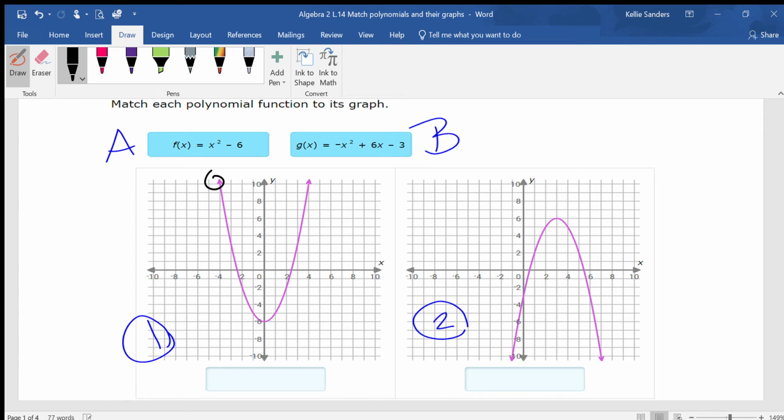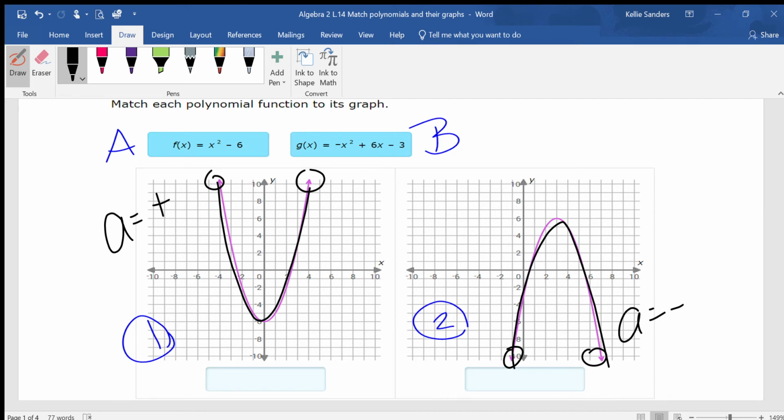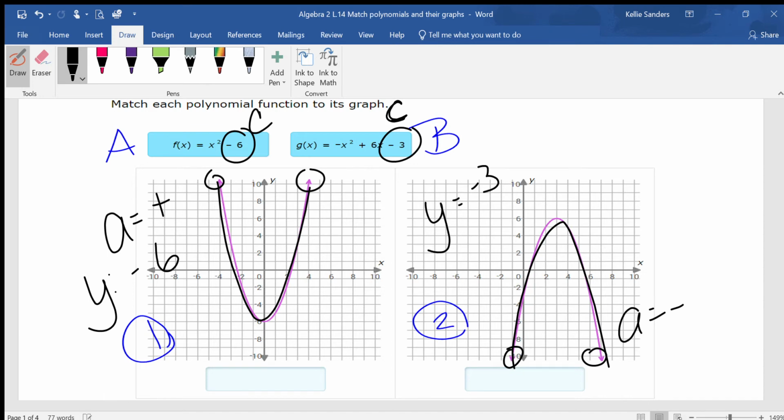Both of these arrows are going up, both of these arrows are going down, so that means they're both even. Your largest exponent is even. This parabola is going up, so your A is going to be positive. This parabola is going down, so your A is going to be negative. This is your C, so it's going to cross the y-axis at -6. This is your C, so it's going to cross the y-axis at -3. Both of them are even, and that's pretty much all we know on this.